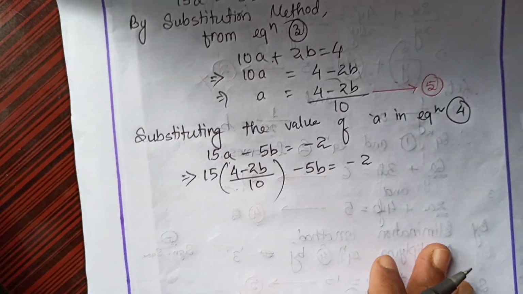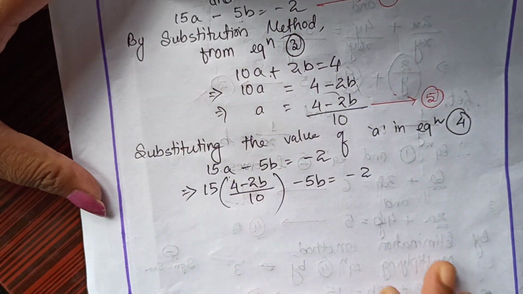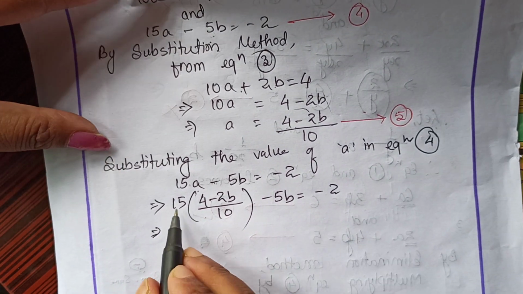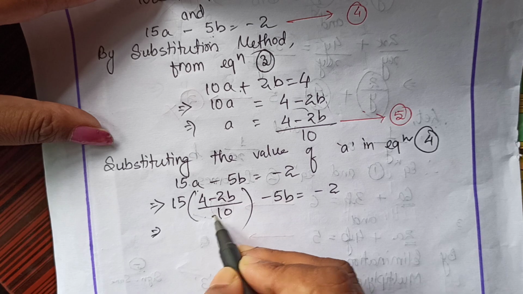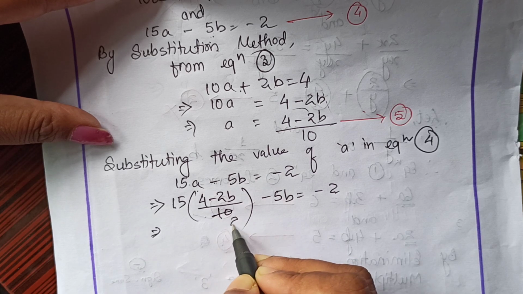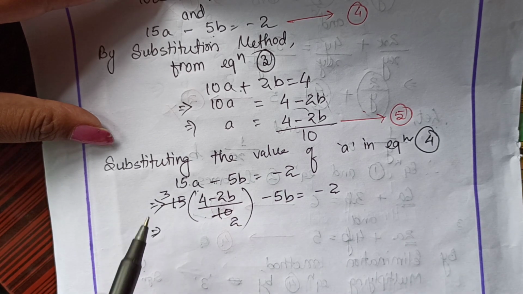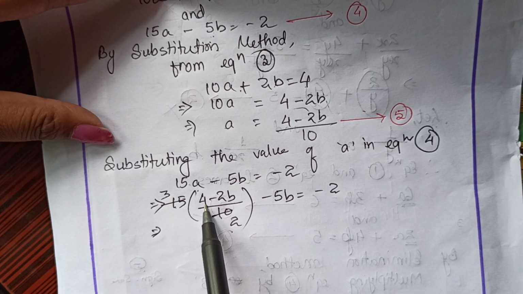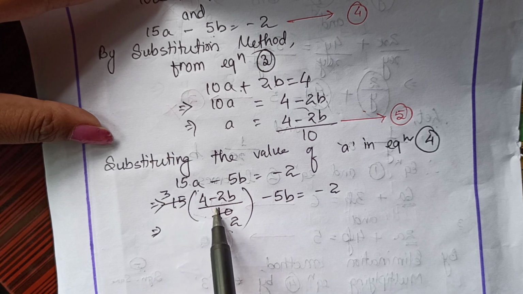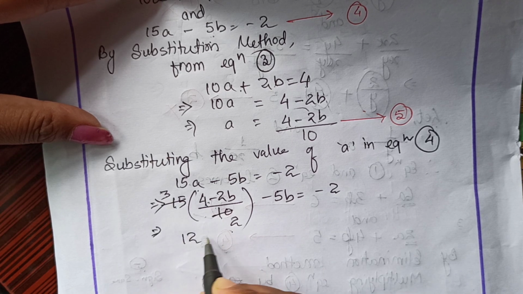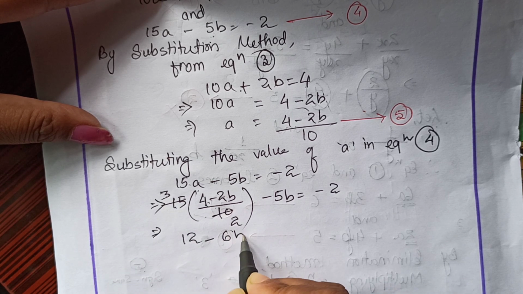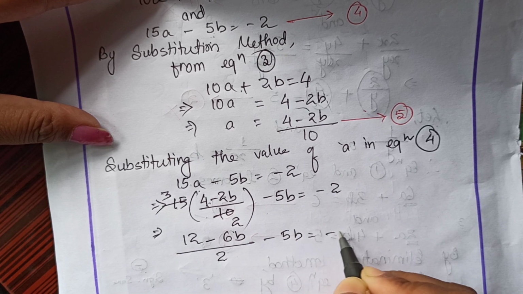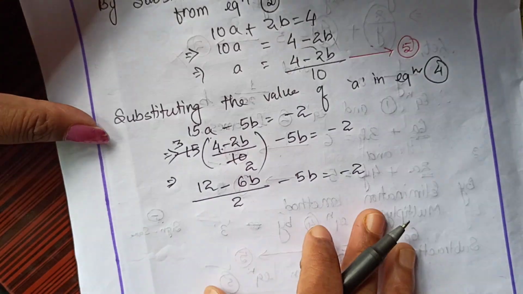Let us proceed towards the next step now. What will we do here? This implies that this and this we can cut, we can reduce this term by 5. 5 twos are 10, 5 threes are 15. So what we got here is 3. Again we cannot reduce, so we have to multiply this 3 with 4 and also this 3 with 2. 3 fours are 12 minus 3 twos are 6b, whole downside we have 2, minus 5b is equal to minus 2.